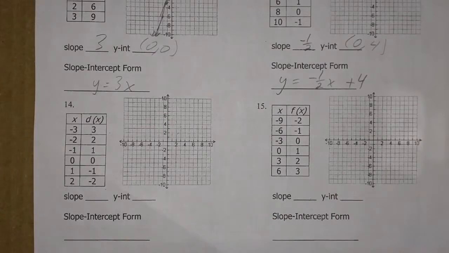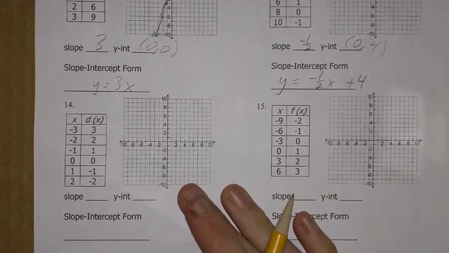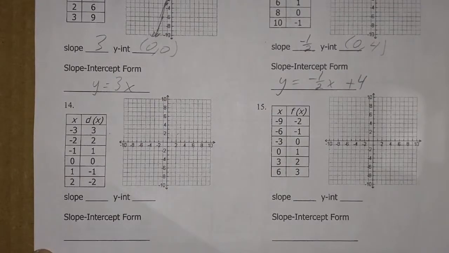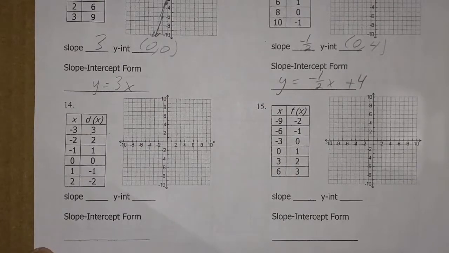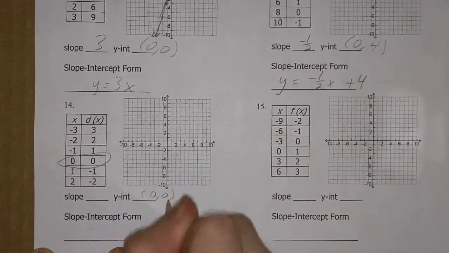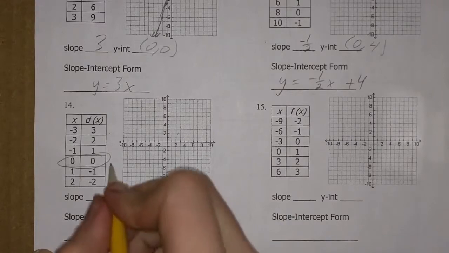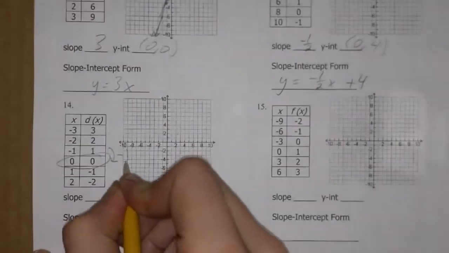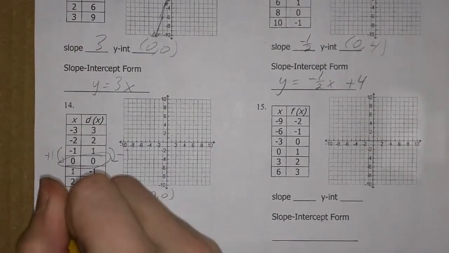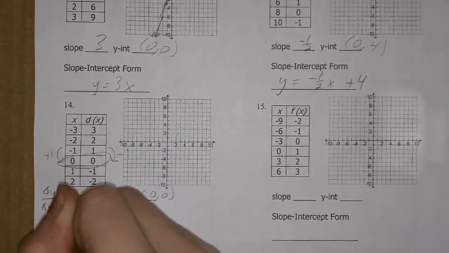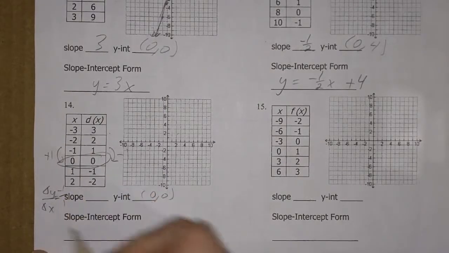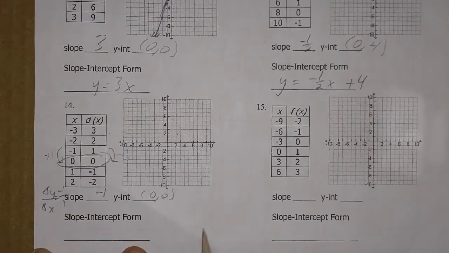Two more to go. So d of x. I can't think of a name right now that starts with a D. Diana? Sure. Our y-intercept of Diana is 0, 0. Let's see. Our slope looks like we're going down by 1 and up by 1. So our slope, changing y over x, so we get negative 1 over 1. It should just be negative 1.